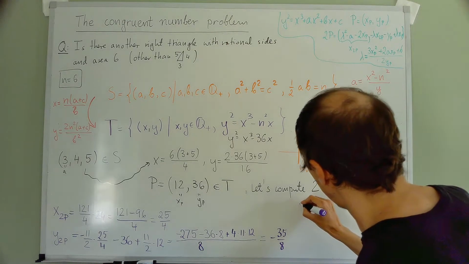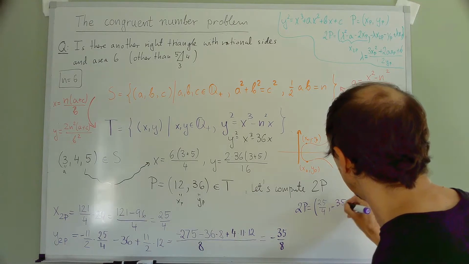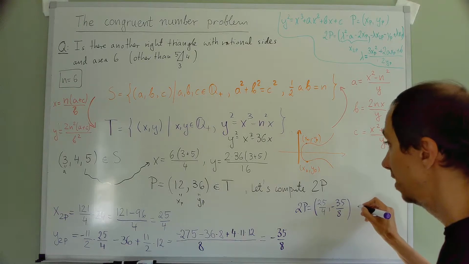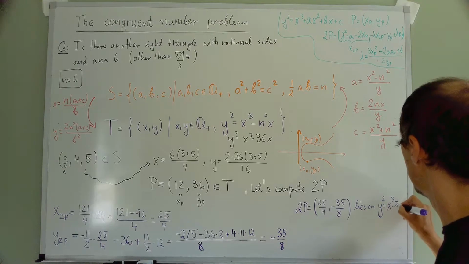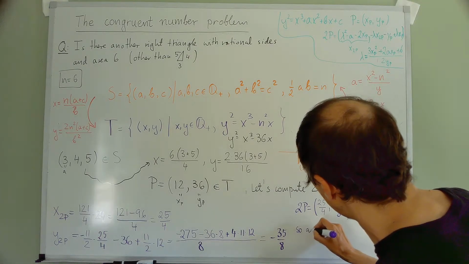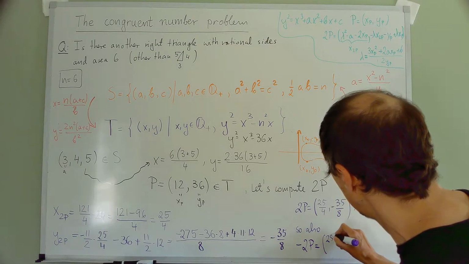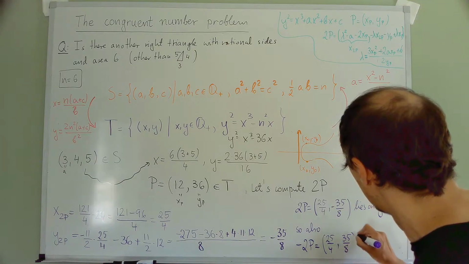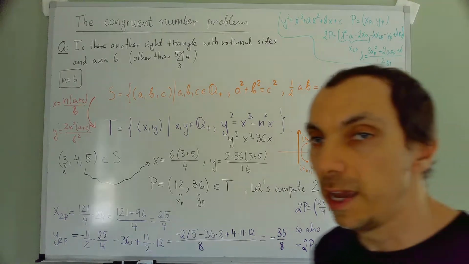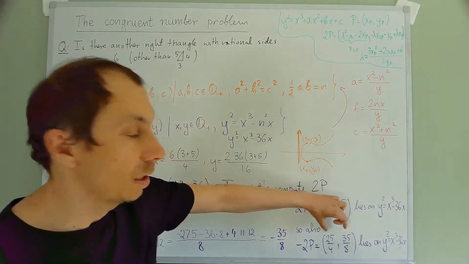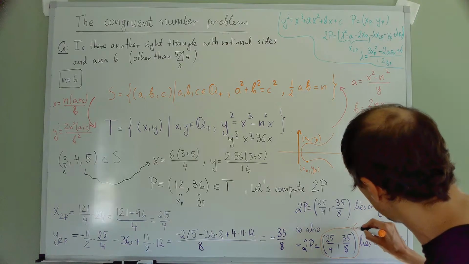So I can say that 2P is equal to 25 over 4, minus 35 over 8. It lies on the curve y squared equals x cubed minus 36x. Also, remember, if you negate the y coordinate, you get minus 2P, which has the same x coordinate but the negative of the y coordinate, and it also lies on y squared equals x cubed minus 36x. But minus 2P not only has rational coordinates and lies on this curve, these are both positive. So that point, minus 2P, is actually in T.